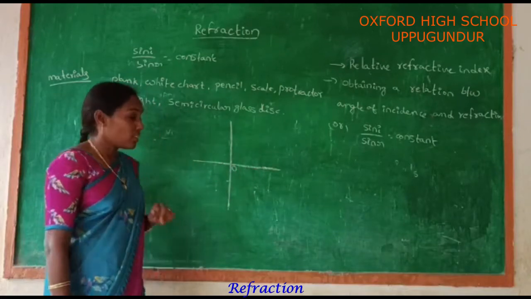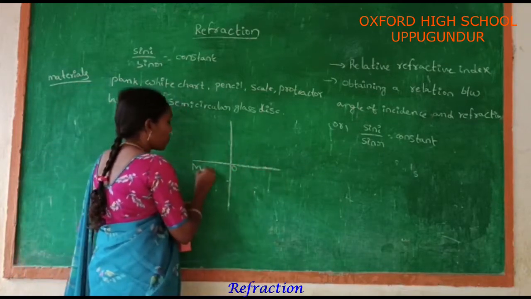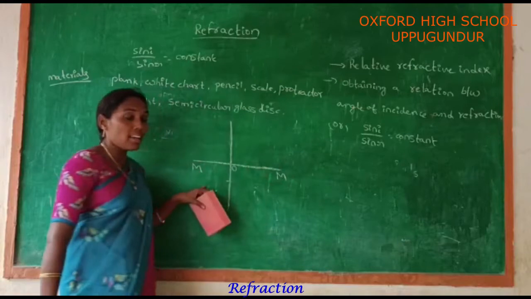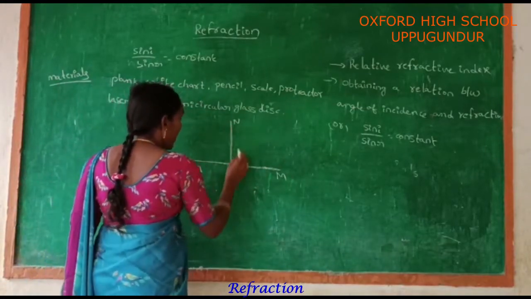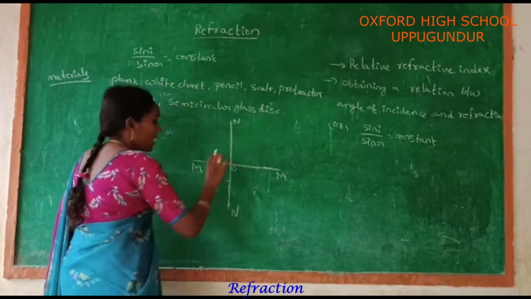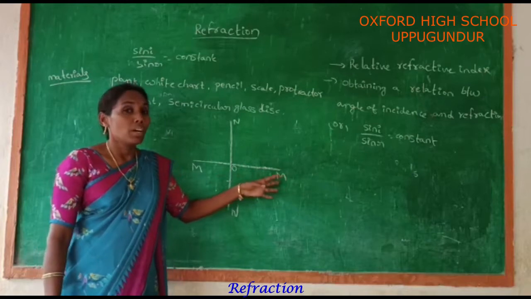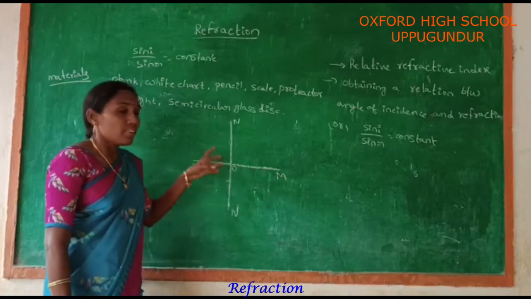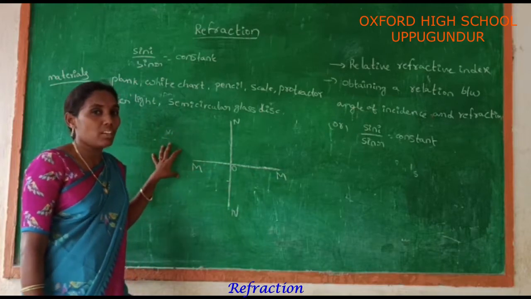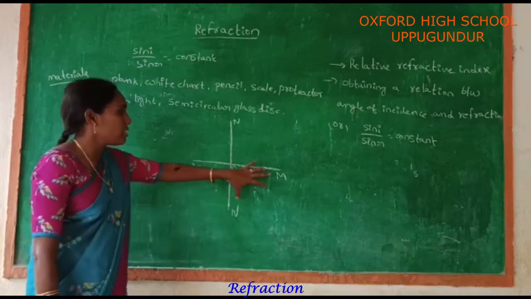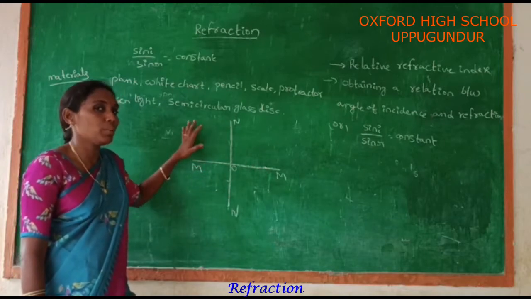Next, mark one line as MM, and mark the other line as NN. This NN line is perpendicular to the line MM. I will explain once again. First take your wooden plank, which is covered with white chalk. Draw two perpendicular lines at the middle of the paper.